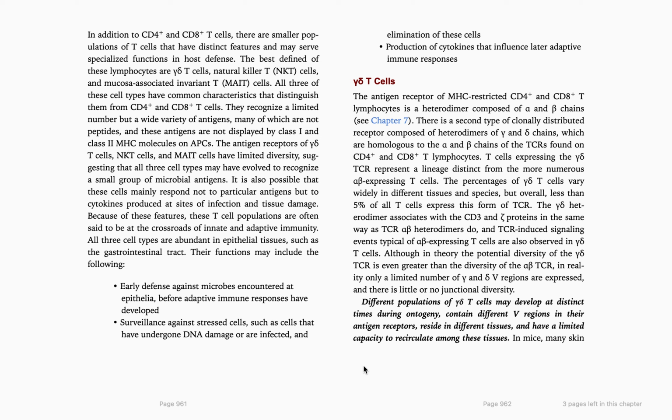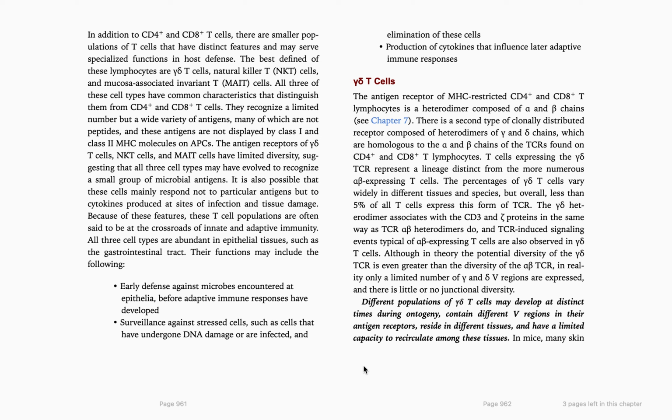T cells expressing the gamma delta T cell receptor represent a lineage distinct from the more numerous alpha beta expressing T cells. The percentage of gamma delta T cells varies widely in different tissues and species, but overall less than 5% of all T cells express this form of T cell receptor.